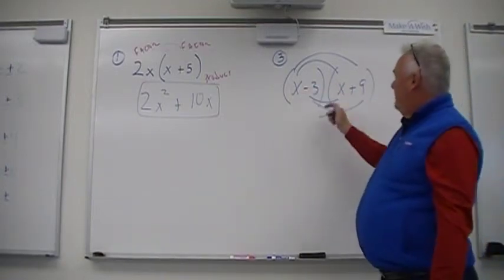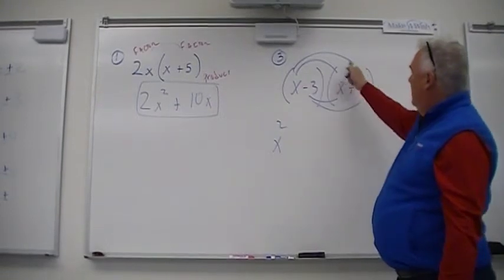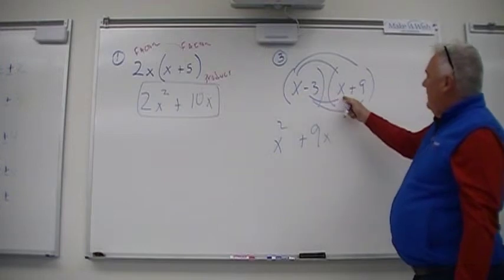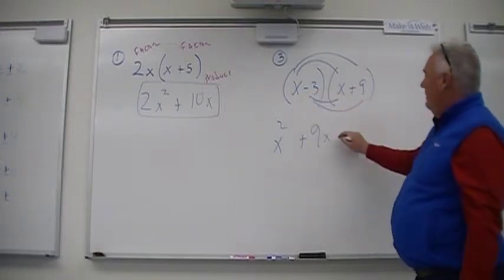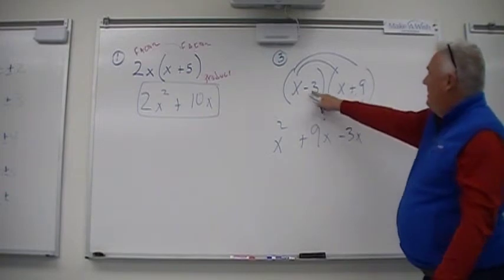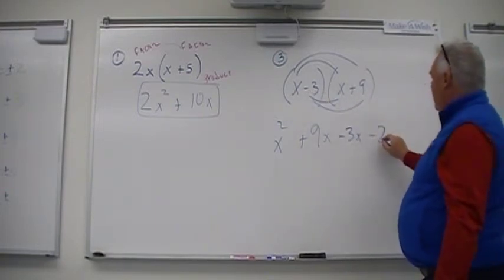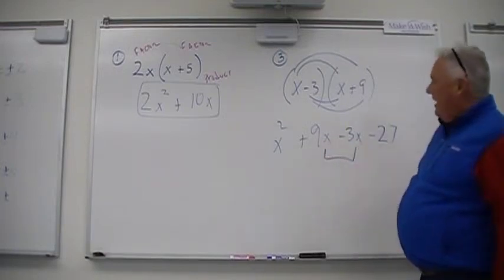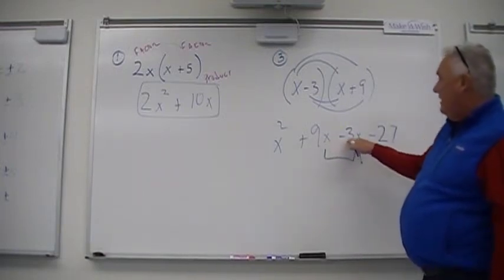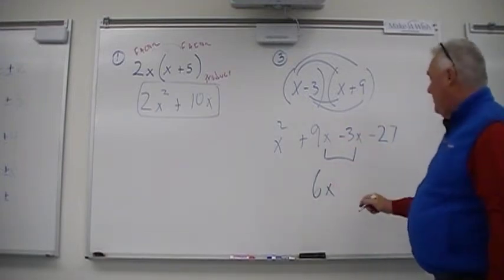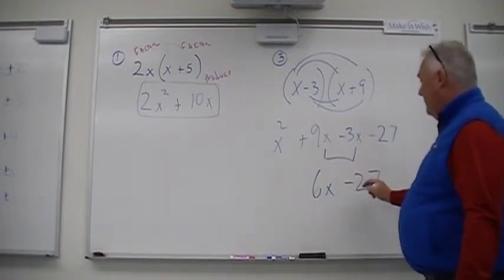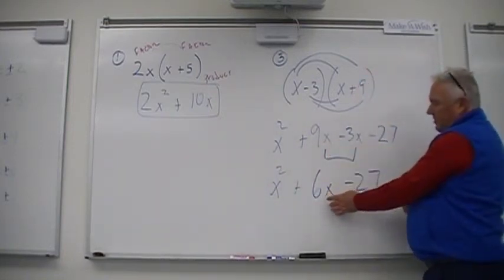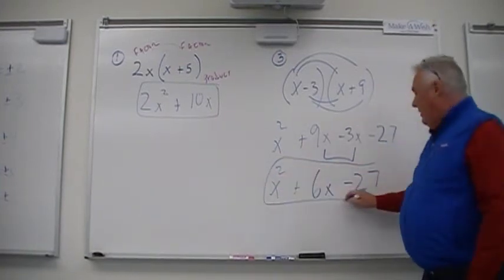Okay? X times x, x squared. X times 9, 9x. Negative 3 times x. Keep track of that negative. Minus 3x. Negative 3 times positive 9 is minus 27. You got to really make sure you combine your like terms. 9x minus 3x is 6x. So x squared plus 6x minus 27. And that is our answer.